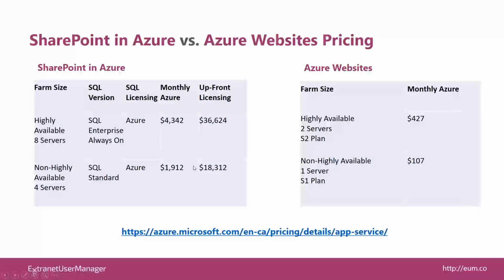Versus saying, well, let's put that into an Azure website. What does that look like? Well, in the Ontario MD case, it's this scenario here where we're doing $427 a month for that highly available 2-server S2 plan. You really want to do highly available because Microsoft doesn't guarantee a service level agreement unless you have a highly available farm.